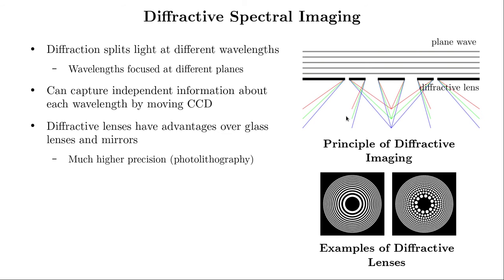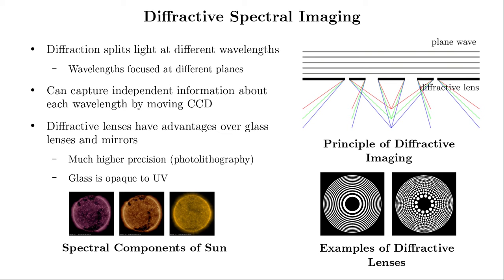Also, diffractive lenses have a few advantages over conventional glass optics and mirrors. One of these is that they generally have higher precision due to their fabrication process, which is usually photolithography, and so we can achieve a lot tighter bounds with this fabrication process compared to, say, the grinding used for glass lenses and mirrors. And another advantage is that glass is usually opaque to ultraviolet. So for example, if we're doing spectral imaging of the sun in the ultraviolet spectrum, it's very hard to use glass optics.